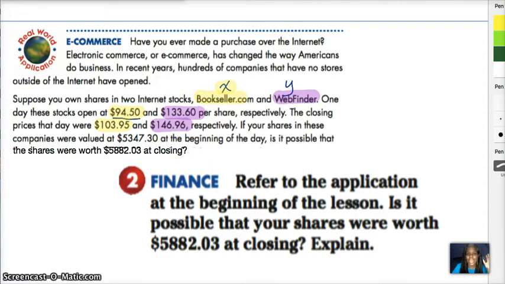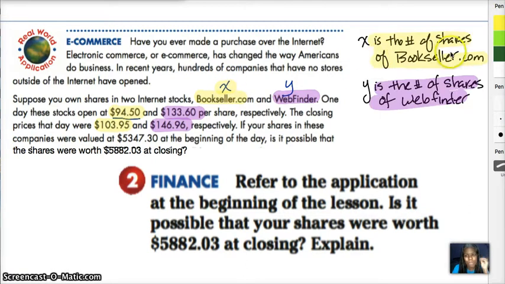Okay, so we've got two equations that we're really thinking about here, and I want you guys to walk with me on this one. Remember, X is the number of shares of Bookseller stock that you have, and Y is the number of shares of Webfinder. It is so important when you define your variables that you have the number of. It's always a number. It's not the amount that the share costs, it's the number, because they've given us the amount.